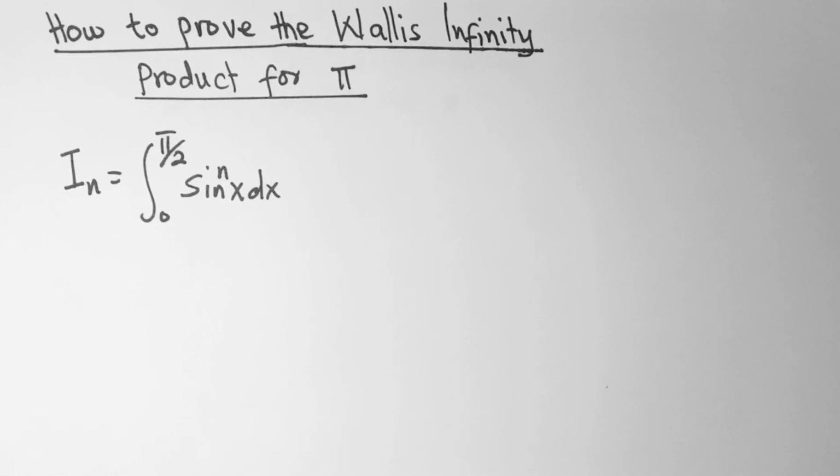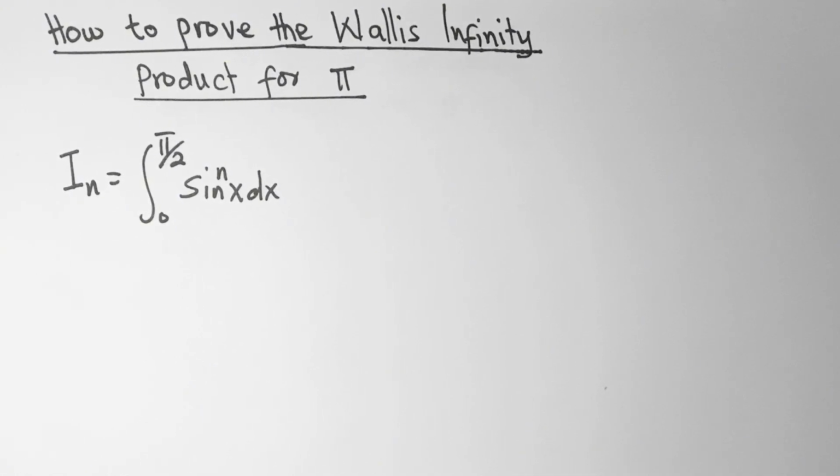In this video, we are going to talk about how to prove the Wallis infinity product for pi. This problem normally arises from the situation where we have I of n equals the integral from 0 to pi of sine x exponent n dx. So let's first find the reduction formula.